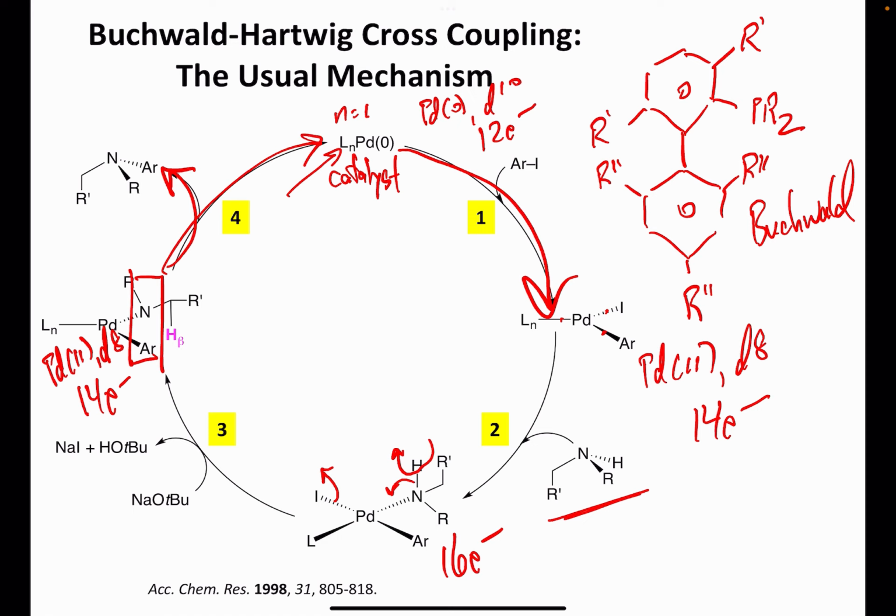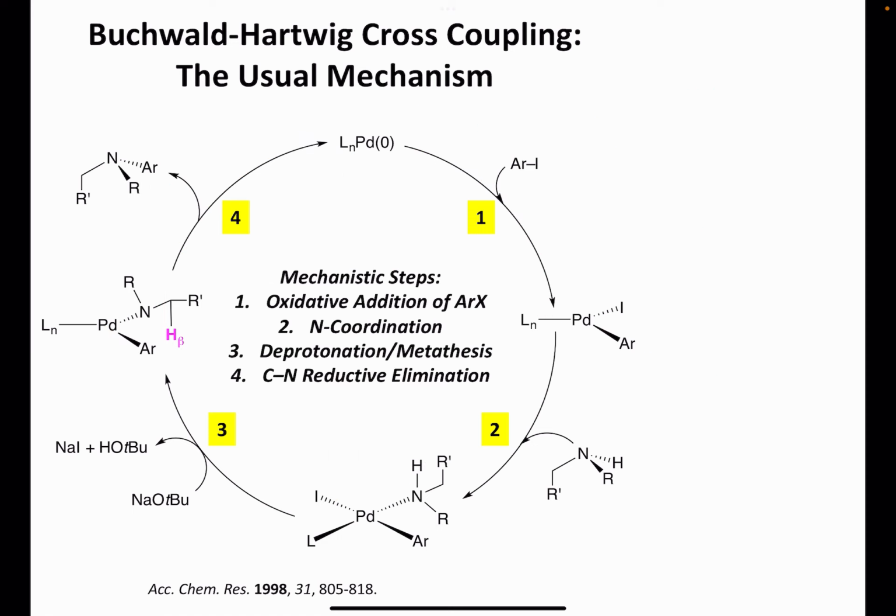Okay, so let's walk through that one more time. Again, the first step is oxidative addition of aryl iodide. This gives you a palladium 2, d8, 14-electron compound. Coordination of the nitrogen starting material will now give you a 16-electron intermediate. Deprotonation followed by salt metathesis will now generate a new 14-electron compound.